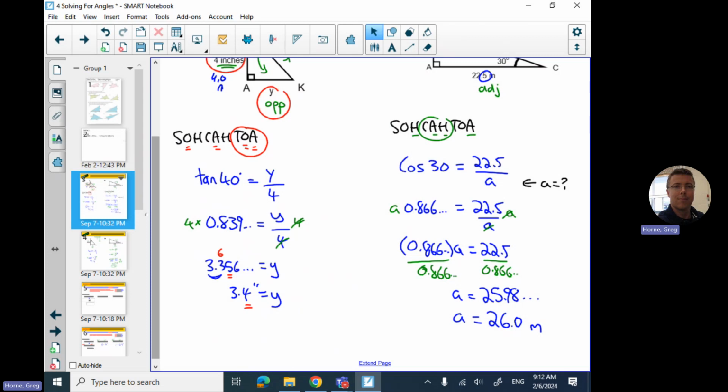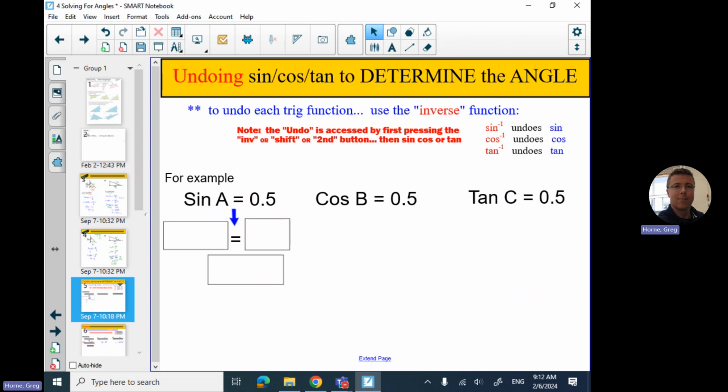And so, moving on to solving for angles. The first thing we need to know is that if we're solving for angles, we're going to need to use a different button on the calculator. The buttons we've been using, sine, cosine, tan, give you what the sine, cosine, tan of an angle is. Here, in the first example, we have sine of A is equal to, right? And so sine of something gave 0.5, if you think of it that way.